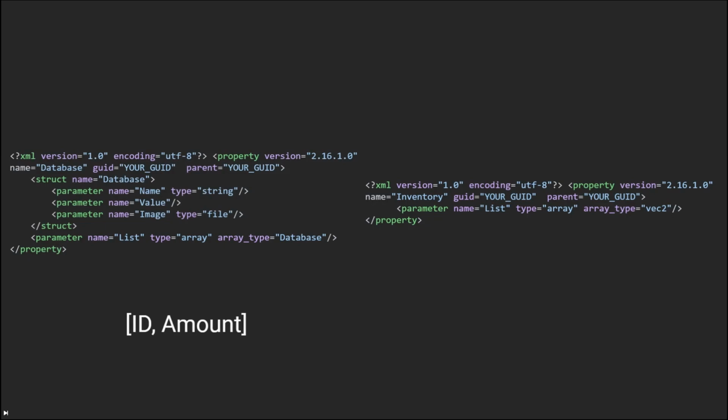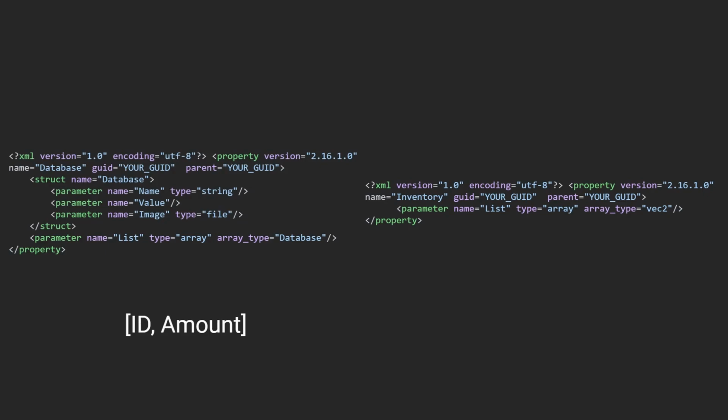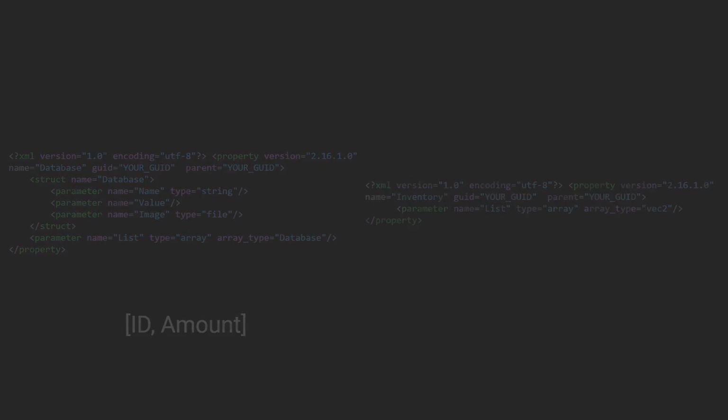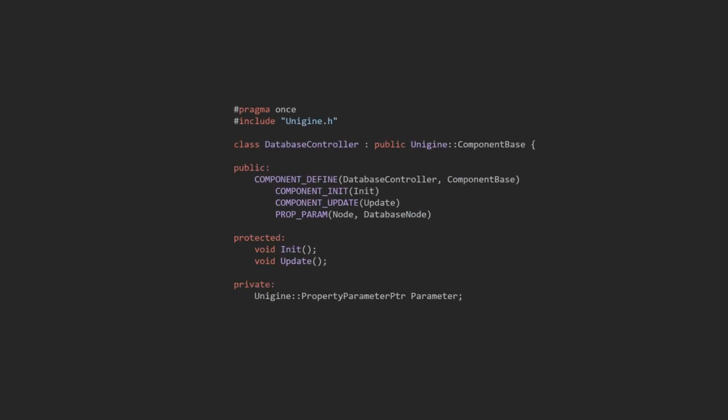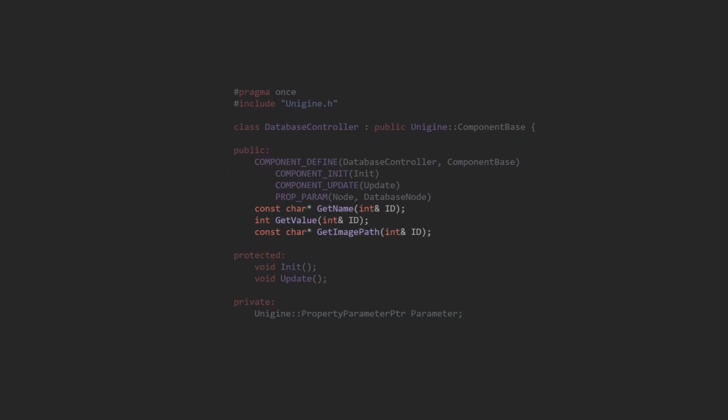Alright, so now with all that out of the way, let's go and see how we do it. Now that we added the property, we're going to add an addition to our database controller, which allows us to actually get those names, values, and image path from the property, thus making a small modification, but now we have everything set. Let's go and check it out.